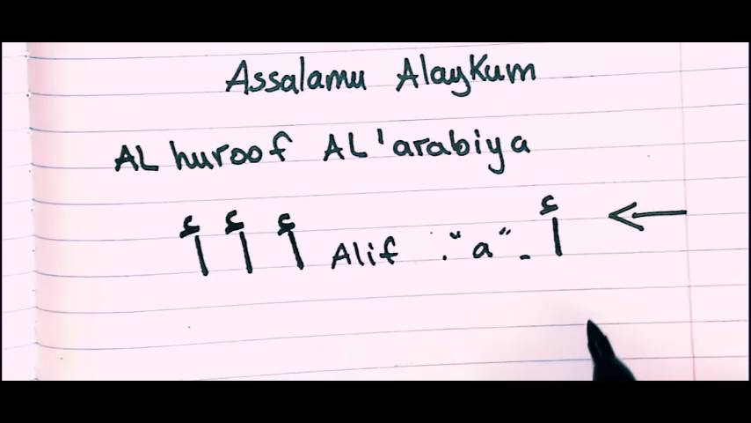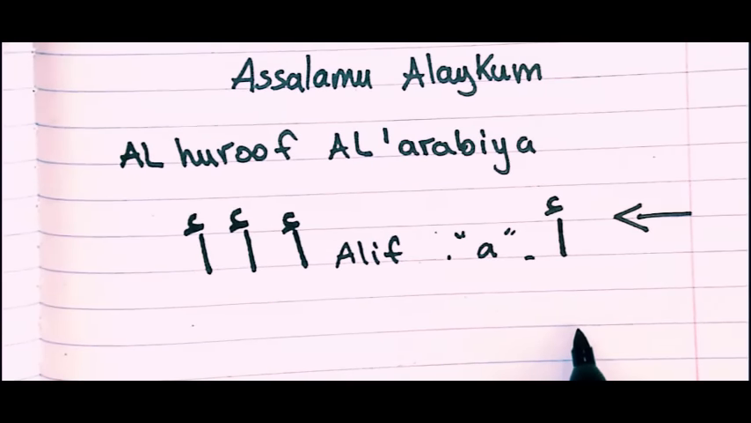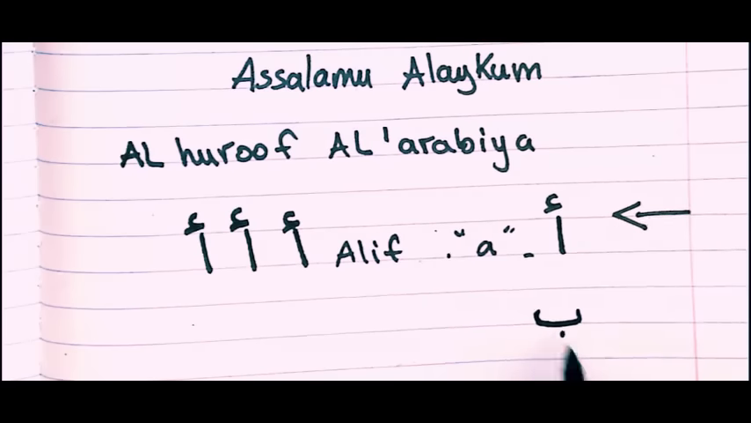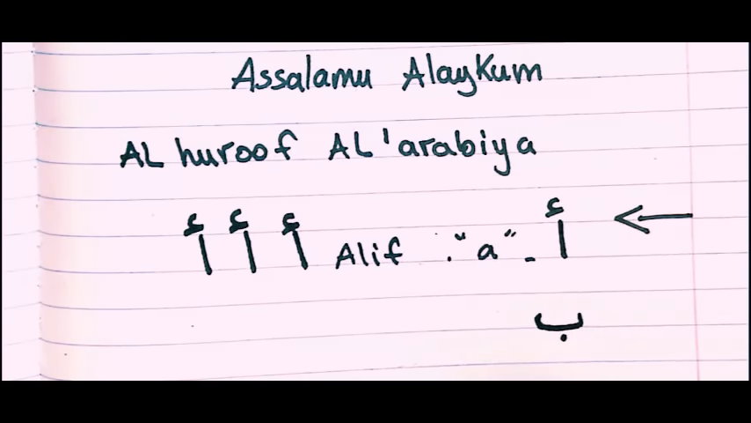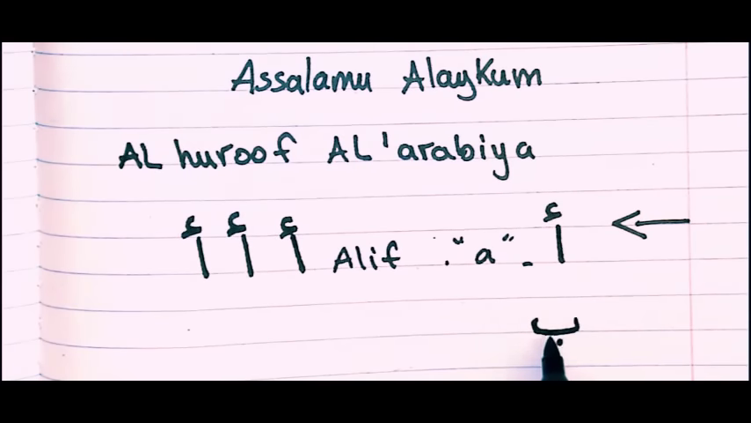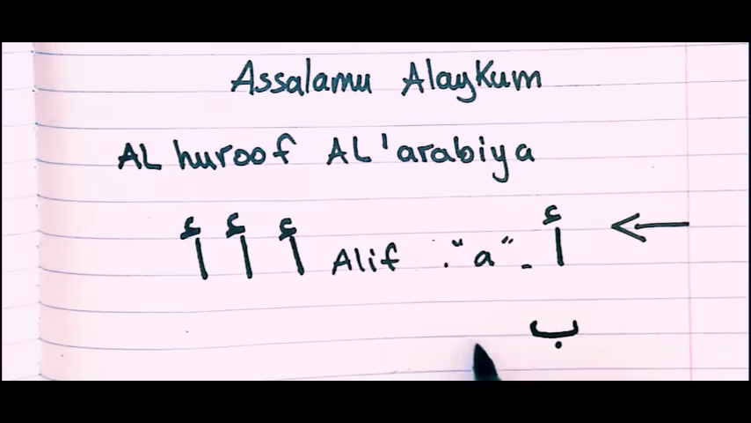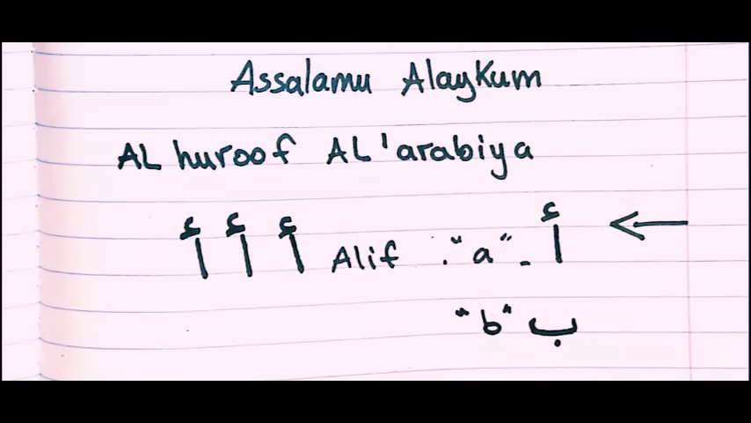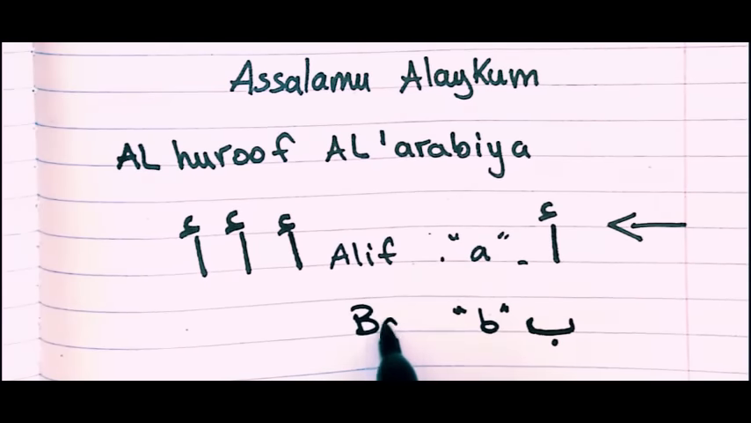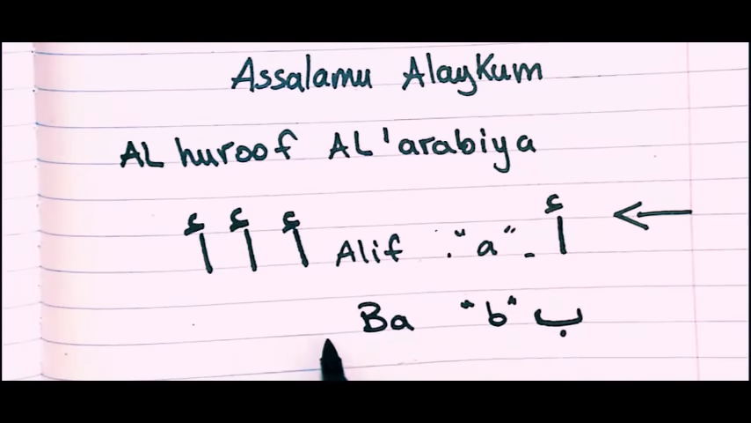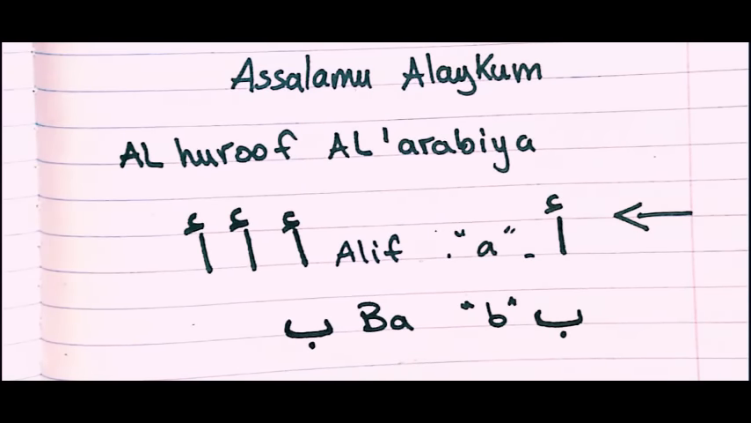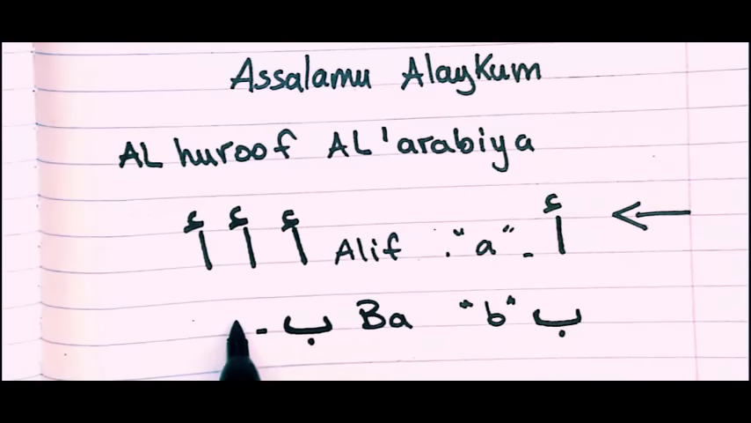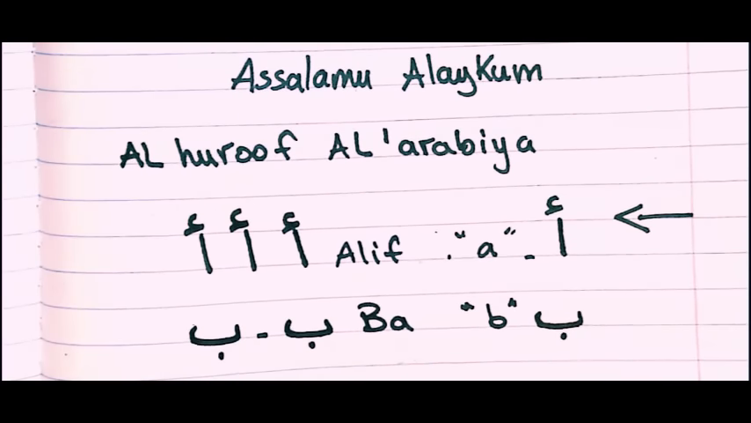The second letter is B. It's like a little boat shape. I start from here, then I trace and just curve it at the end with one dot. And that's similar to the sound B in English. I'm going to write it one more time here. Let's write it another time.